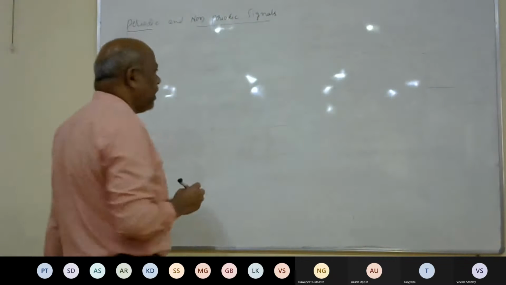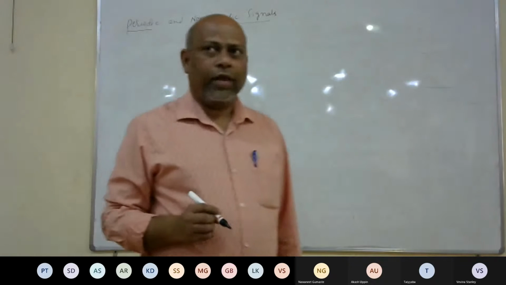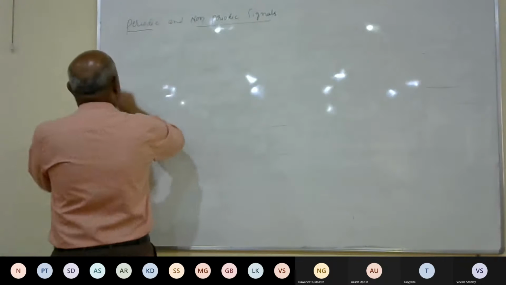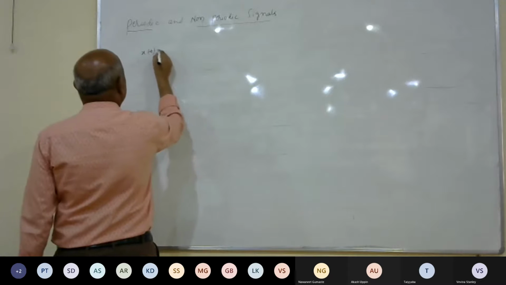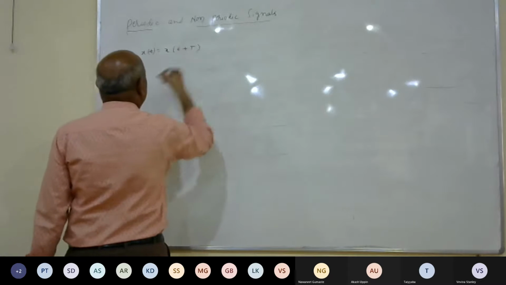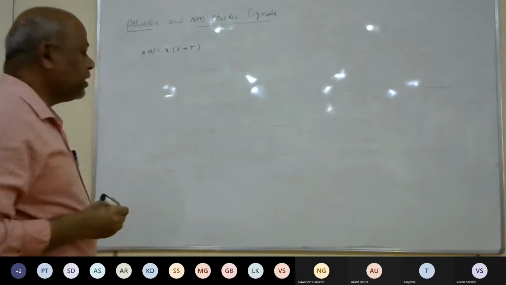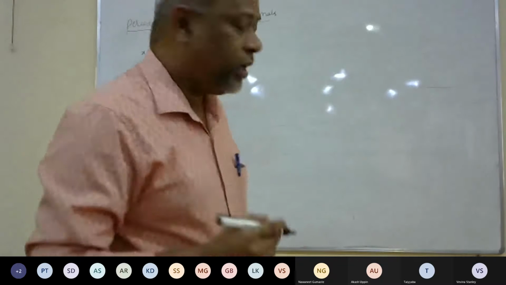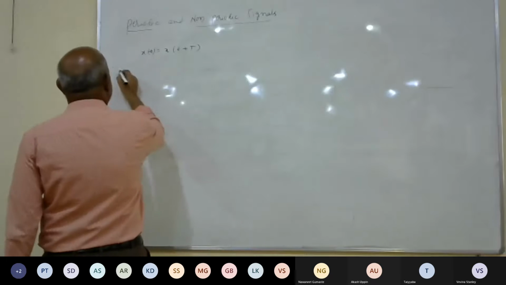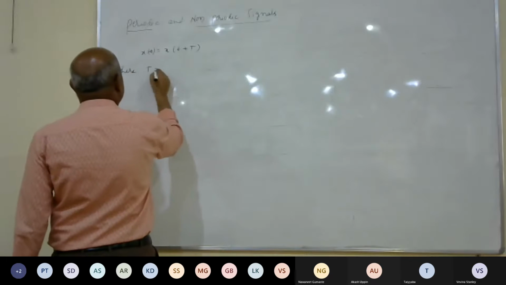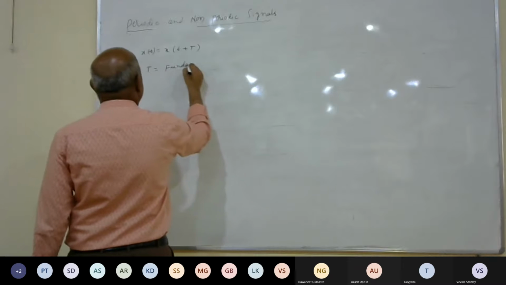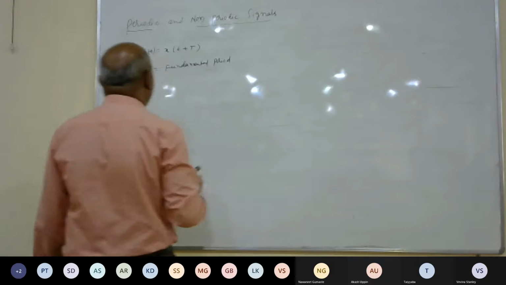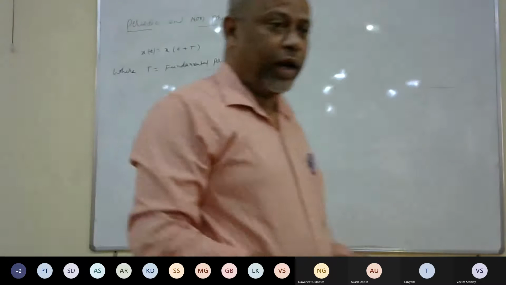Now, mathematically, we can write that any continuous time signal x of t is said to be periodic if it satisfies the condition x of t equals x of t plus capital T. What is capital T here? Where capital T is the fundamental period.